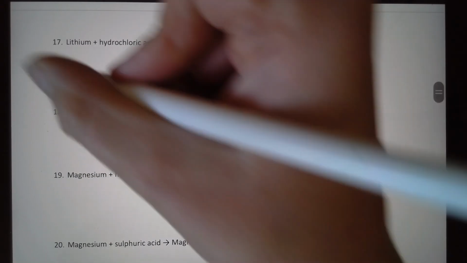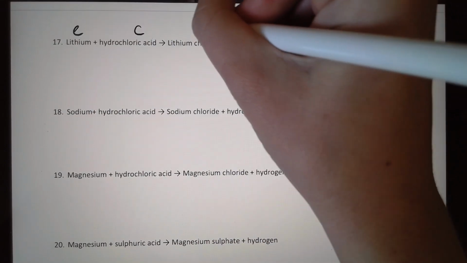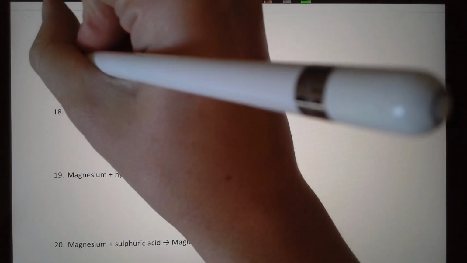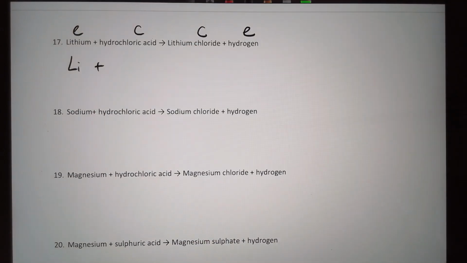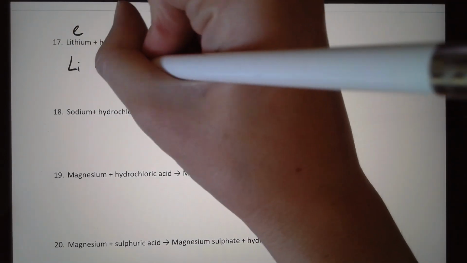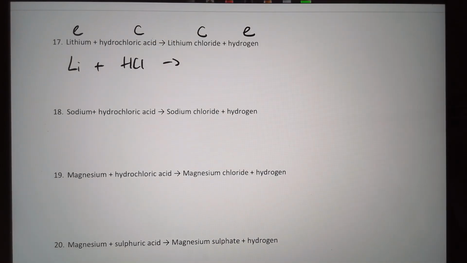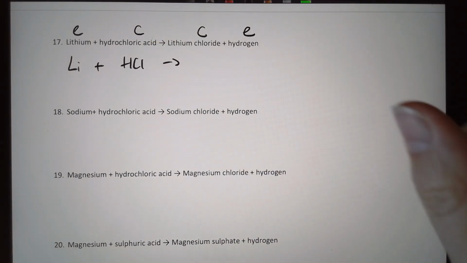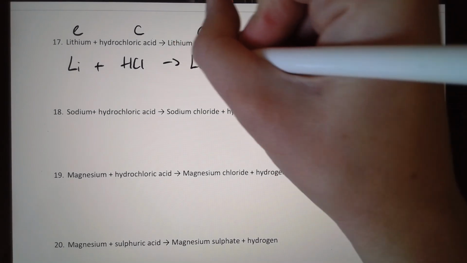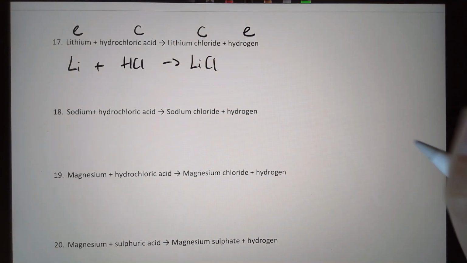Next one again, I'm going from an element to a compound to a compound to an element. Lithium is Li. Hydrochloric acid, you need to know the formula of, is HCl. Lithium chloride is an ionic compound. I work it out using charges. Li+ Cl- gives me LiCl.